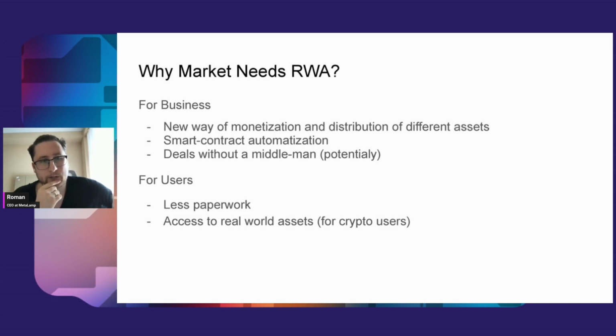Another interesting case is that tokenized real-world assets are a new investment for crypto users, because right now crypto users can invest mostly in very volatile assets like Bitcoin, Ethereum, and so on, and they don't have conservative assets. When you tokenize, for example, some US bonds, you provide crypto users with an opportunity to invest in conservative strategies. So that's why the market needs it. I understand there are a lot of questions, but I'll make other comments at the end of the presentation.